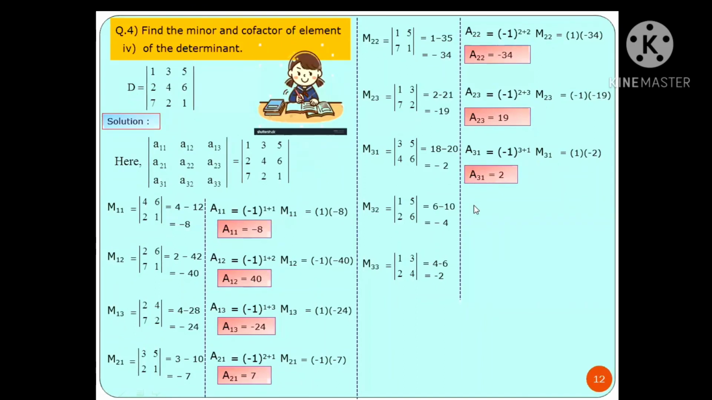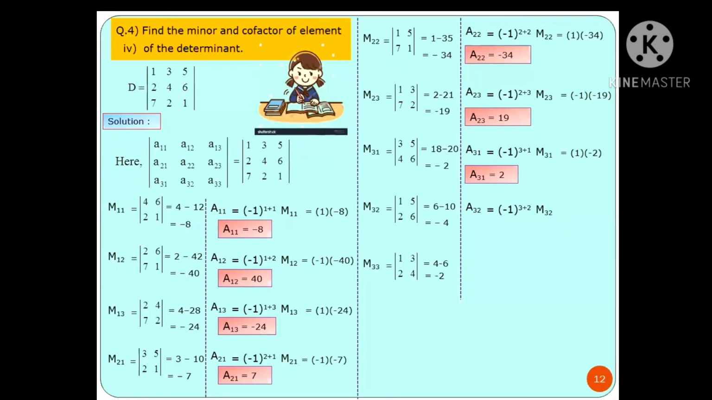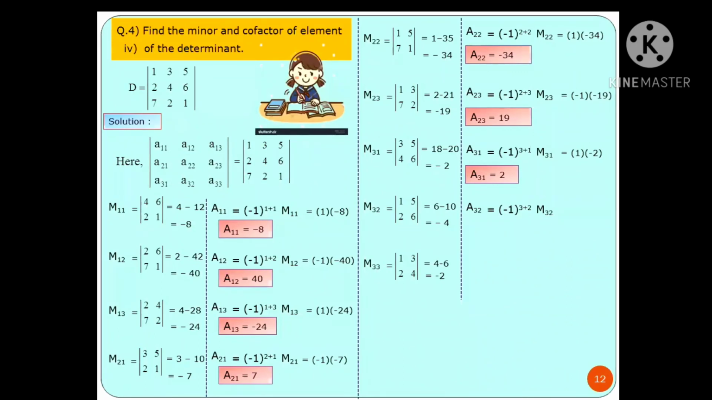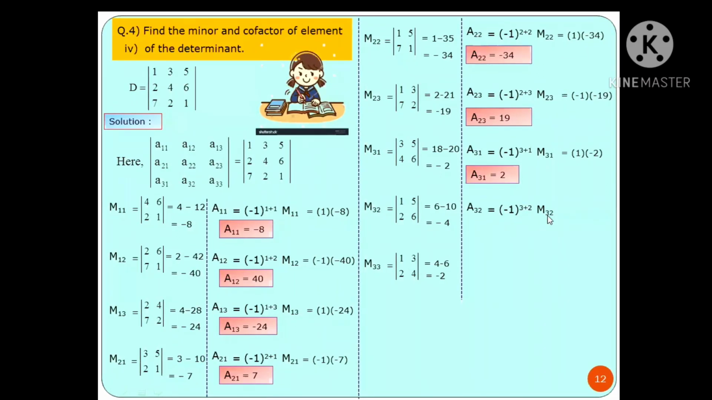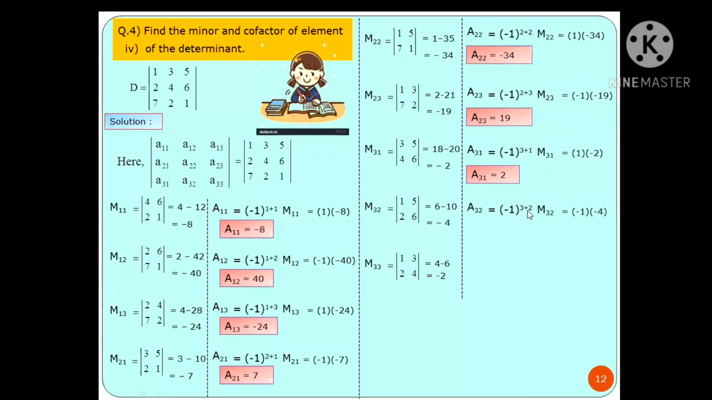Next, the A32 cofactor is equal to minus 1 raised to power 3 plus 2 into M32. The sum 3 plus 2 is 5. Minus 1 raised to 5 is minus 1, multiplied by the M32 answer, minus 4. So minus 1 into minus 4, the product is plus 4. The value for A32 is obtained as plus 4.